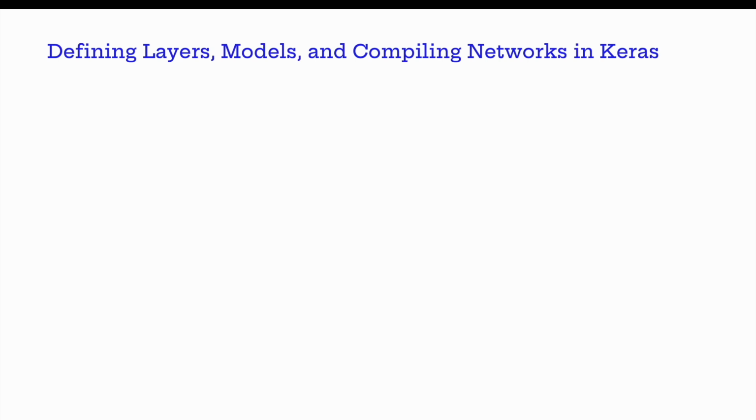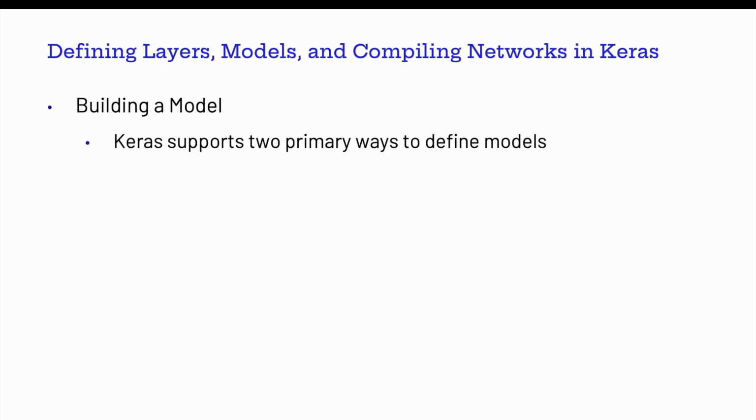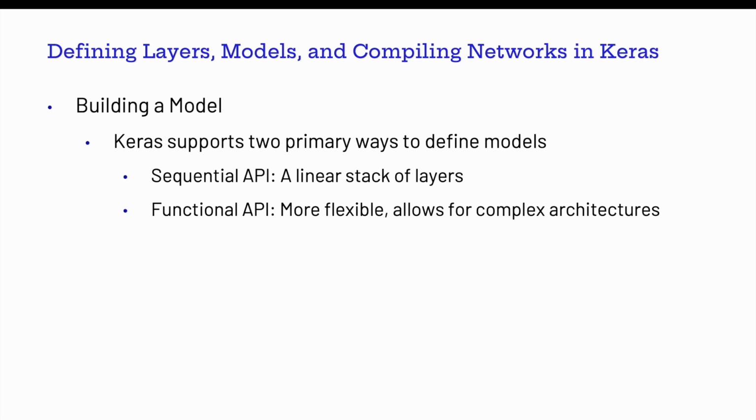Now let's go ahead and build models. Keras supports two primary ways to define models. One is the sequential API, which is a linear stack of layers. And then we have the functional API, which is more flexible and allows for complex architectures.